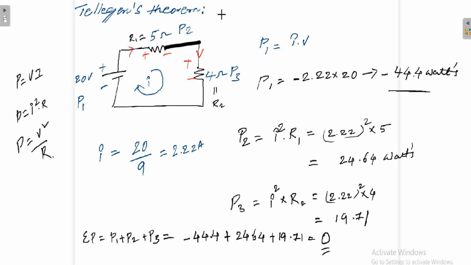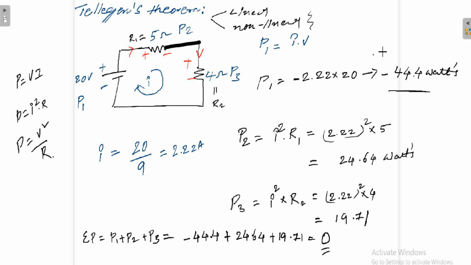So remember, Tellegen's theorem is applicable for arbitrary networks. It is applicable for linear and non-linear networks also. Remember this one, linear and non-linear network. But for the superposition theorem, or Thevenin's or Norton's or maximum power transfer theorem, we have considered only linear bilateral networks. So here we are having a change.